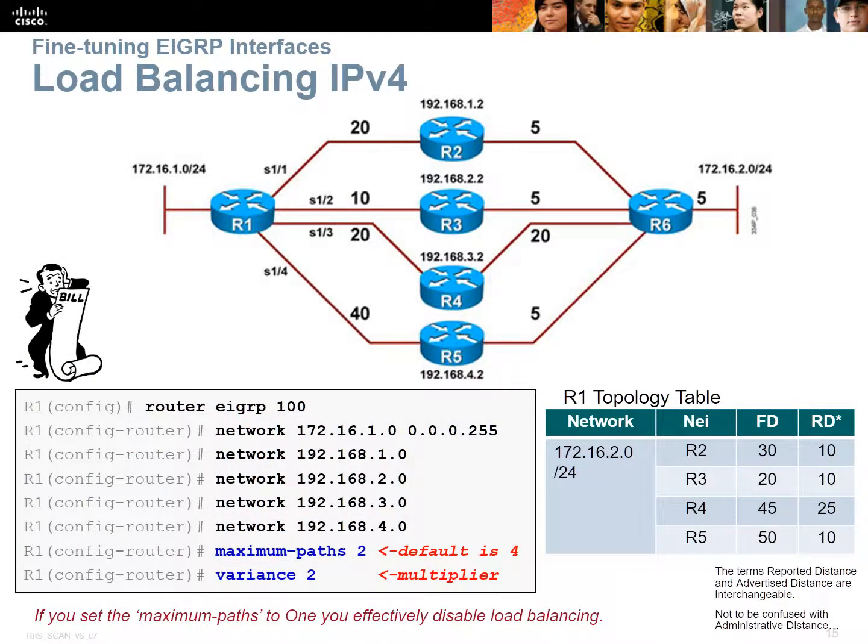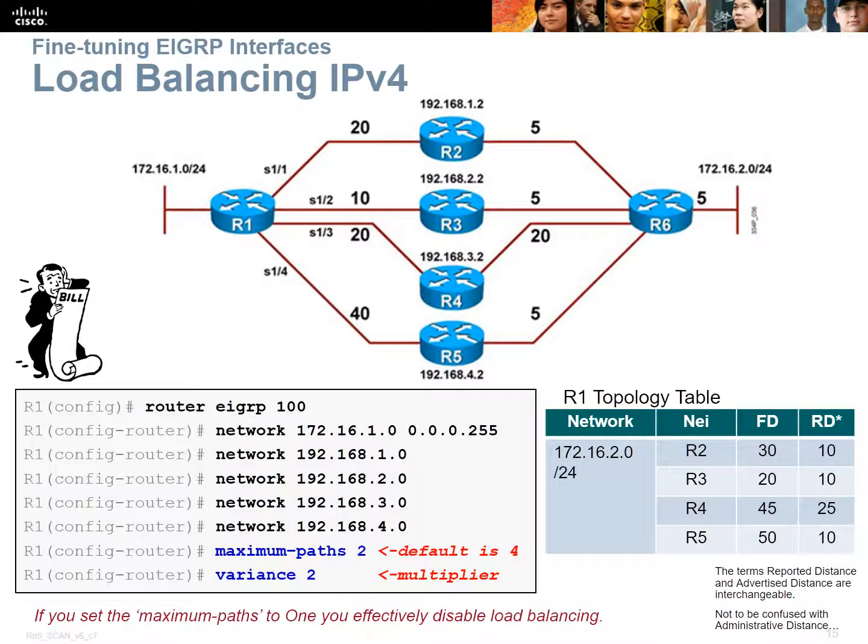Now this is about 5 slides compressed into one, so we've got a few things to work through. So router EIGRP 100, we have 5 network statements. Looking at the way those networks work from left to right, if we go via router 2, we've got feasibility distance of 30, reported distance of 10; router 3 is 20 and 10; router 4 is 45 and 25; router 5 is 50 and 10. So right now there's only one best path, and that's via router 3. Router 3 is the best, fastest path to go from side to side.